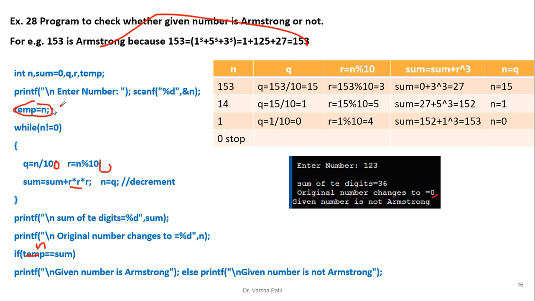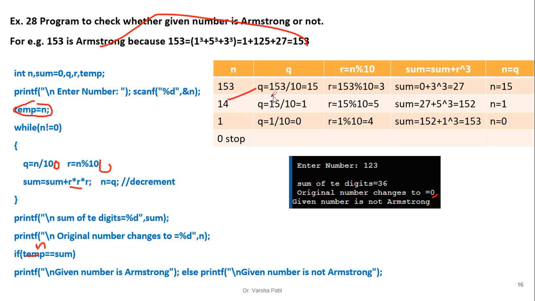We require to store this n value into one more variable. For example, I have taken temp. So temp equal to n. So whatever the initial value of n is, 153, it will be stored in the temp variable, and after the iteration, even if n changes, we can match with temp. So that is the only logic I have to explain for this program.